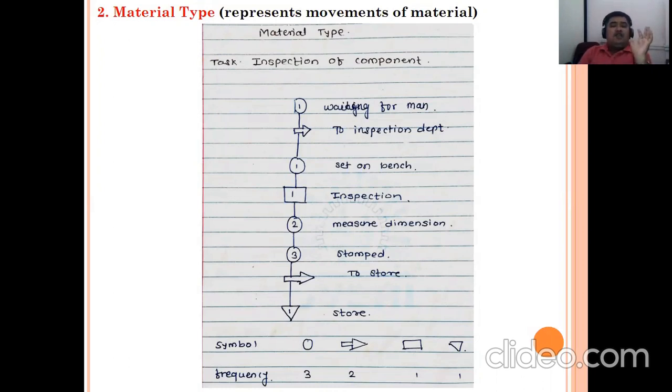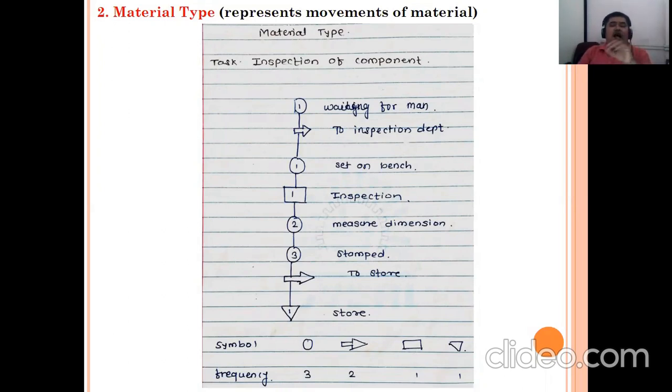Is it right? So that is nothing but stamping. If metallic parts are there, you can make some small punching on them. You can punch a number, you can punch a small hole, whatever the stamping may be. That only indicates that the inspection of this part is over.